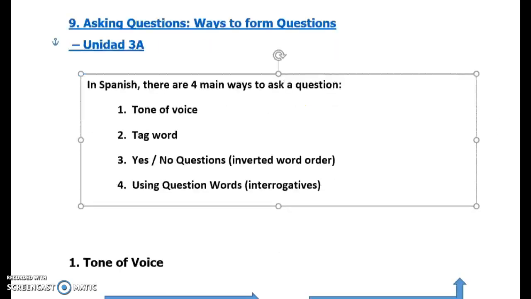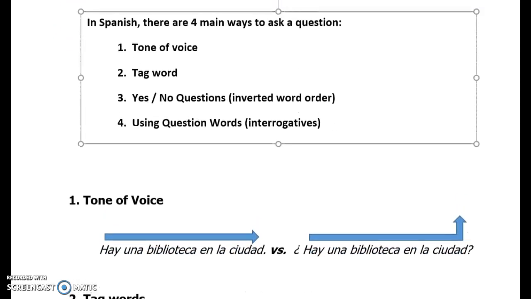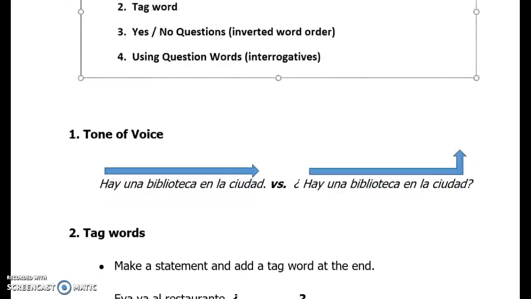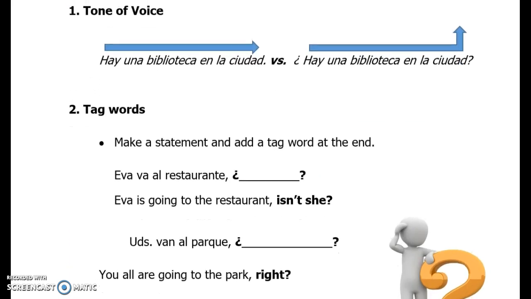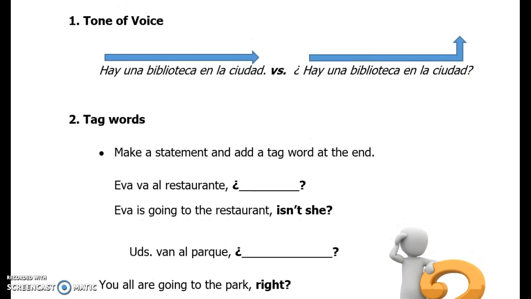All right, so here we go. Let's go ahead and start with the easiest ones, tone of voice. Tone of voice, very straightforward, and we'll throw the tag words up there too as we get there. But tone of voice is very simple. You take a statement, just say it like a question. I'm going to back this up because I have an extra space here for some bizarre reason.